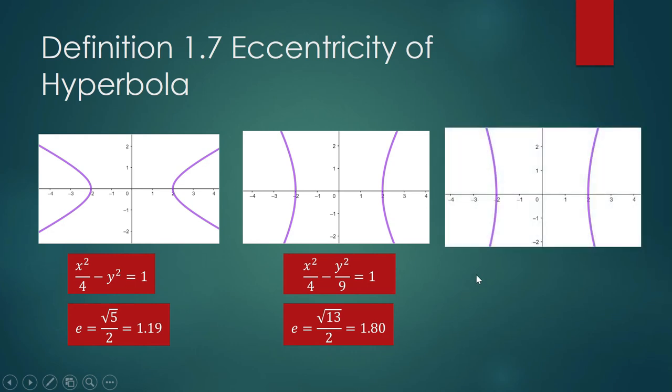Let us exaggerate it a bit. What if our equation is somewhat like this? Look at our curve. The value of E here is the square root of 4 plus 16, that's 20, divided by 2, that's 2.23. So our eccentricity is 2.23. The further our eccentricity moves away from 1, the wider our hyperbola becomes. And you can imagine what's going to happen when E becomes a really big number. This hyperbola would look like 2 straight lines.